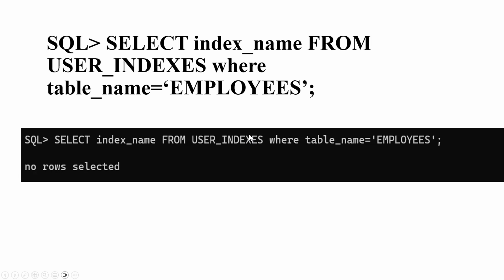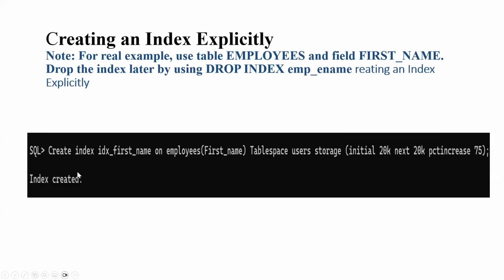Now let us see the other SQL command. We want to select the index name from the indexes now, but I want to make this search specific. So I will say table underscore name is equal to employees. So I need to say select index name from user indexes where table name is equal to employees. Okay. Since we did not create an index yet, it is not showing us any rows.